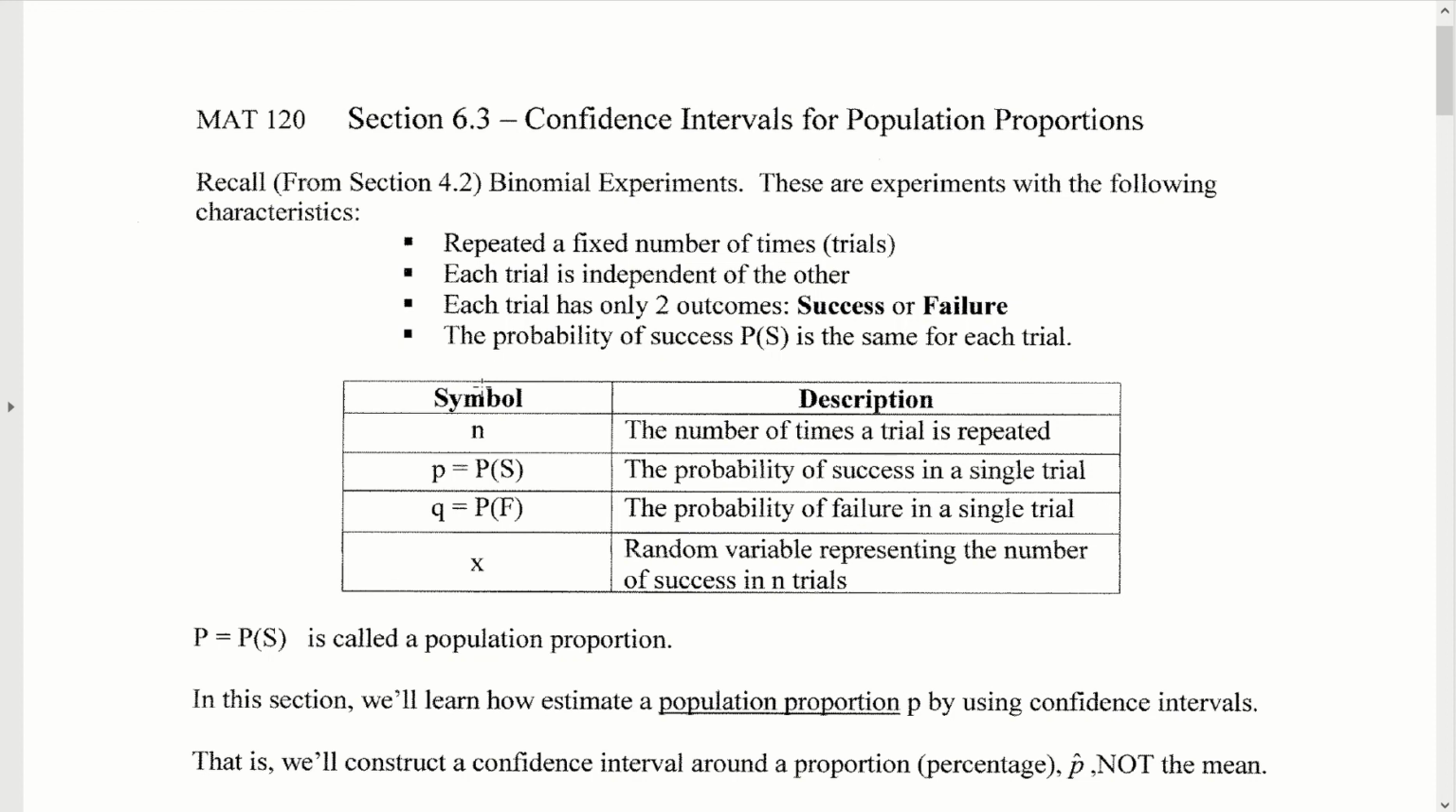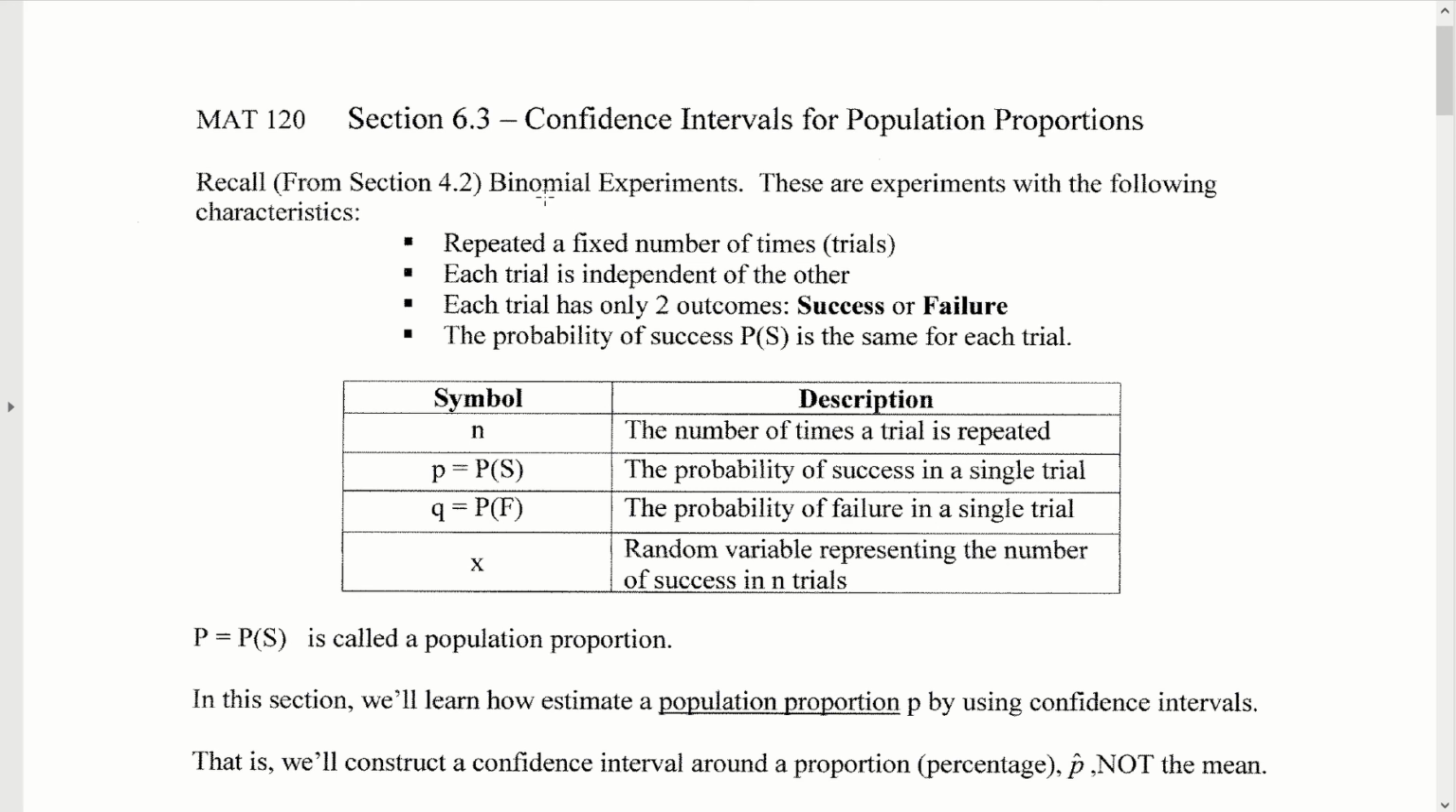In sections 6.1 and 6.2 of this chapter, we had focused on finding confidence intervals for population means. In 6.3, we're going to switch gears. We're still going to be working with confidence intervals, but now we're going to try and find the confidence intervals for population proportions.